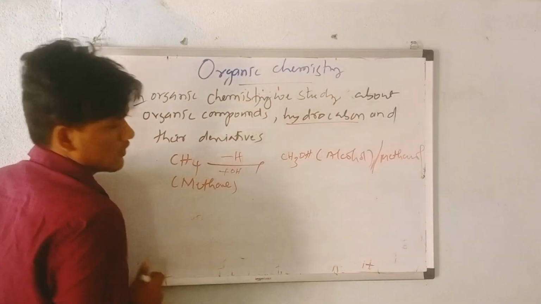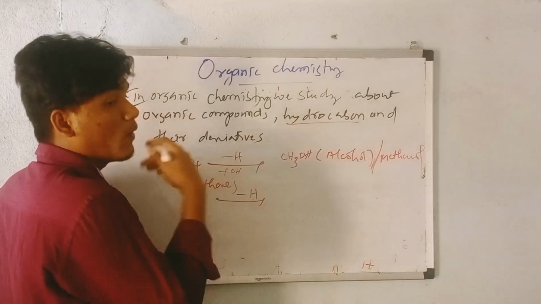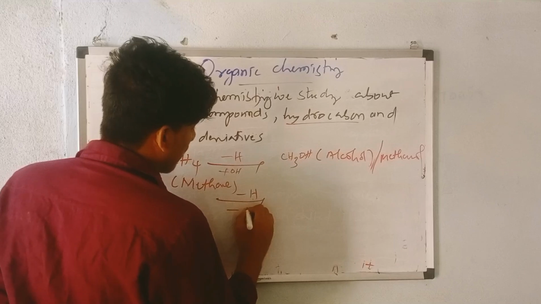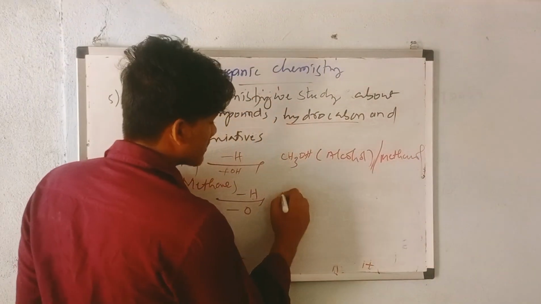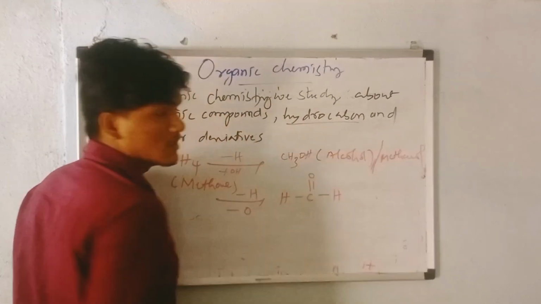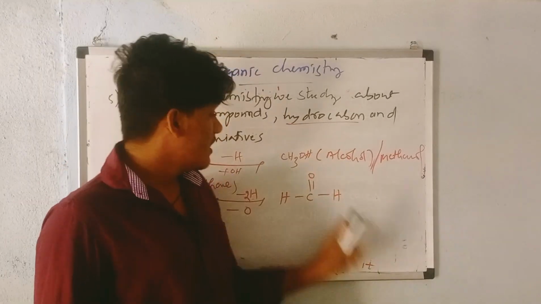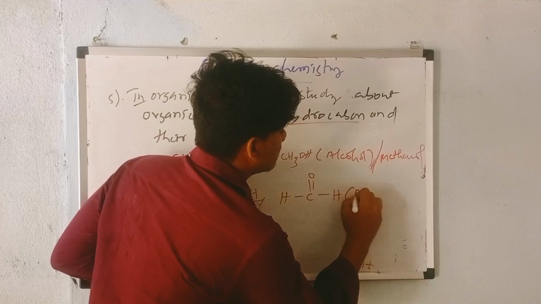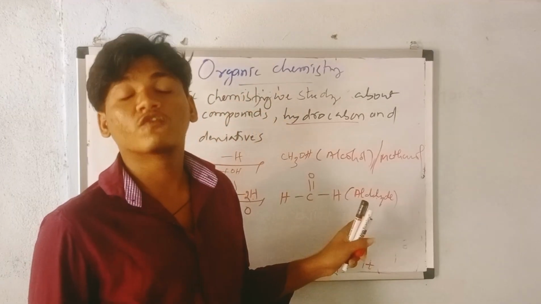Similarly, instead of CH4, I am removing one hydrogen and now I am adding the oxygen. Now what happened? H C double bond O H, and I am removing 2 hydrogens. This is called aldehyde. This is called formaldehyde.